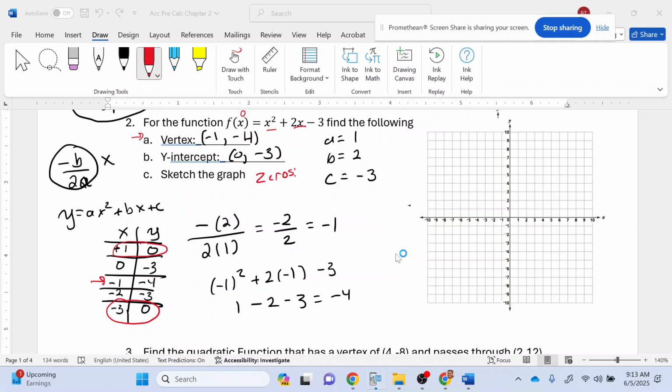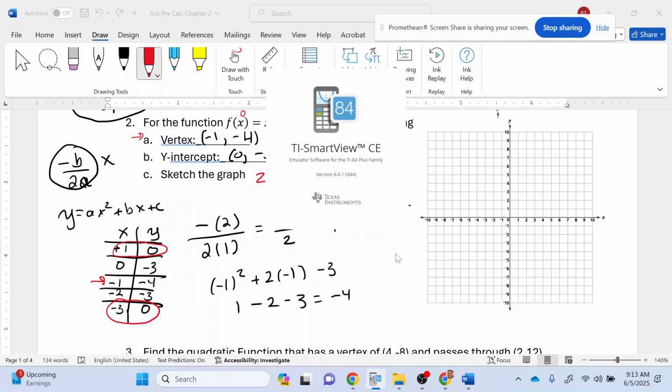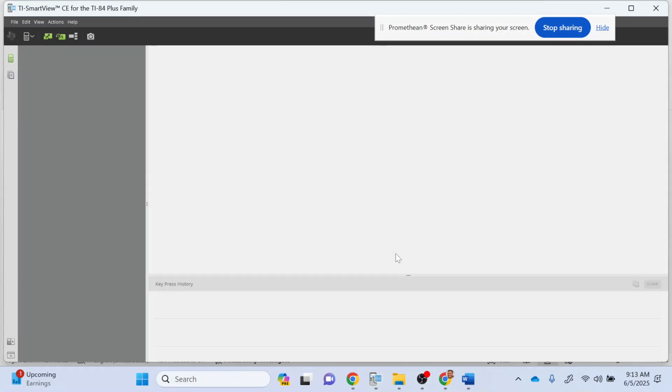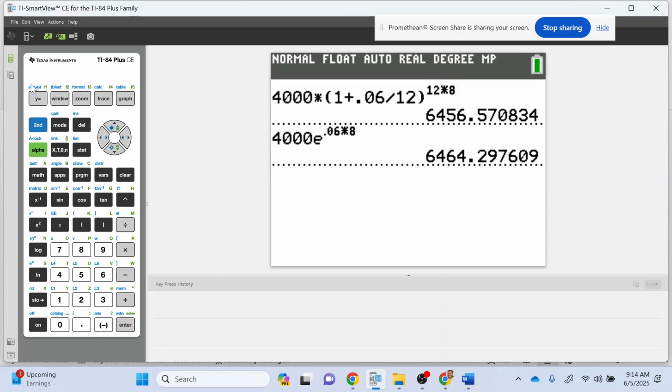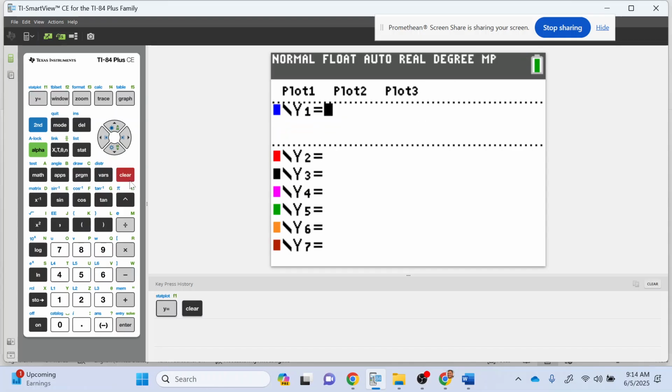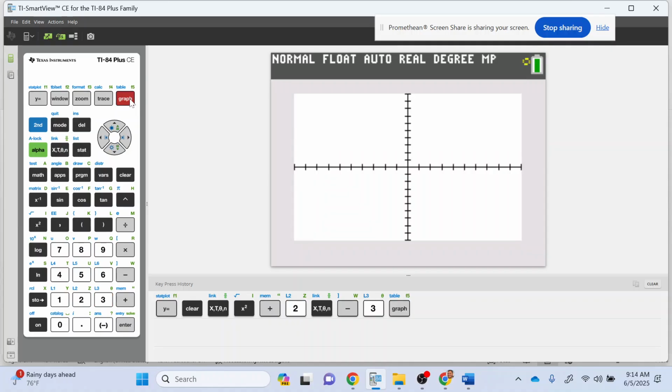On the calculator, what I could do is go to y equals and plug in an equation as is. So for this problem, we could have used a calculator and gotten all this. You just have to know what to look for, because it won't explicitly tell you what the vertex is. It was x squared plus 2x minus 3. If I click graph, it'll give me the graph.